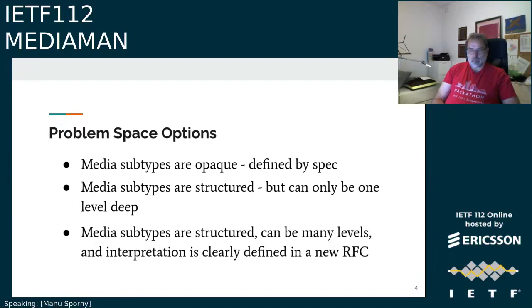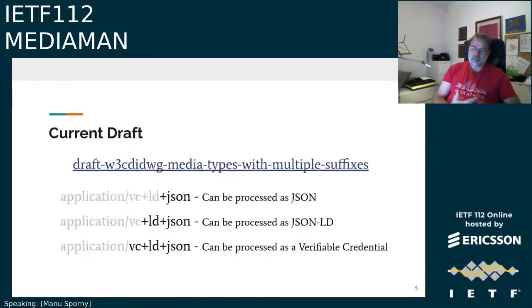And then finally, media subtypes are structured. There can be many levels, and we need to clearly specify and define what it means to have multiple levels there. So right now, there's a draft out that the W3C Decentralized Identifier Working Group put together. It's a really quick 1-pager that suggests one way that we could solve this issue.